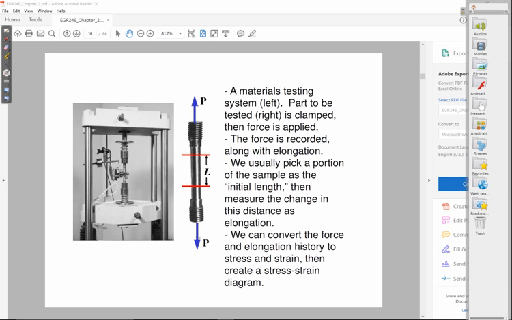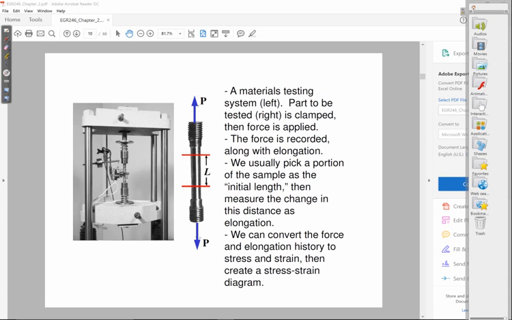And what you do then is you convert all those length data into strain. You basically do delta L over L. And then to get stress, you take your force gauge data, those forces, and you divide by the original cross-sectional area. And once you have all that data, then you just plot it.